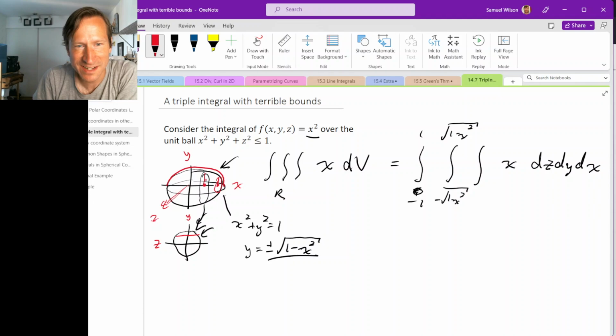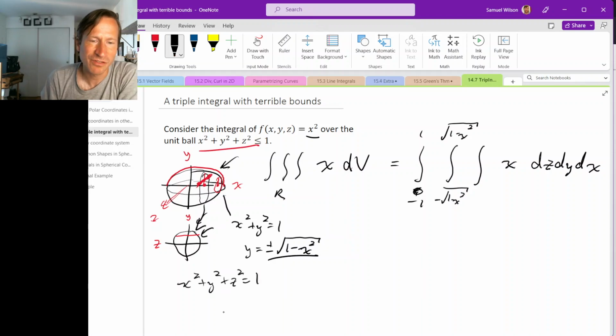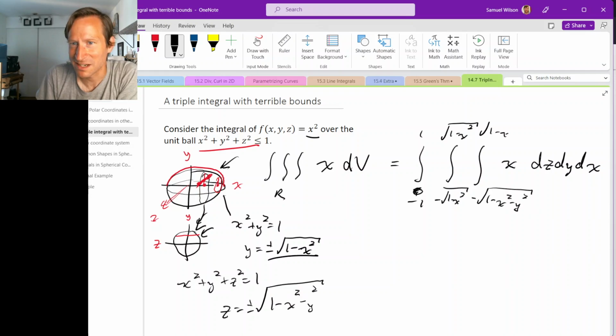What bounds the endpoints of this line segment is the sphere itself, and the sphere is x squared plus y squared plus z squared equals 1. Then we can solve this for z. z is plus or minus the square root of 1 minus x squared minus y squared. So this goes from minus the square root of 1 minus x squared minus y squared up to plus the square root of 1 minus x squared minus y squared. If we write the integral this way, the bounds are really messy.